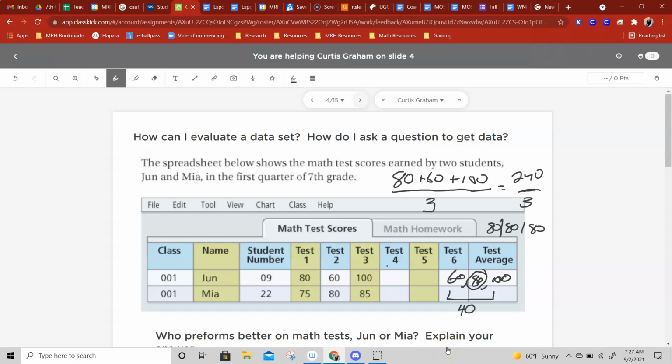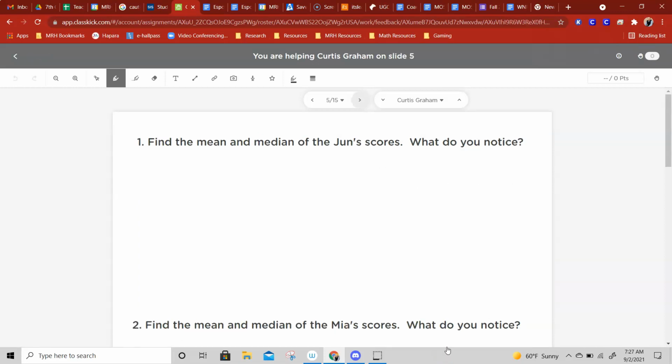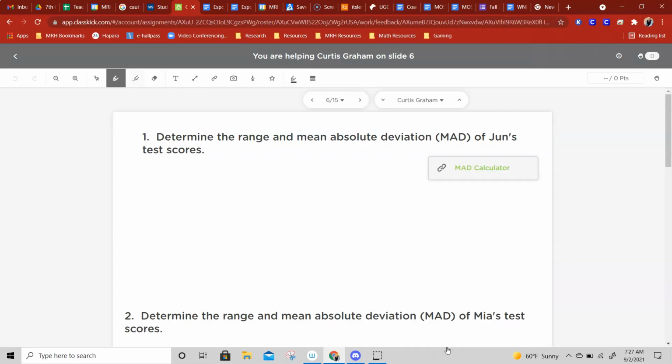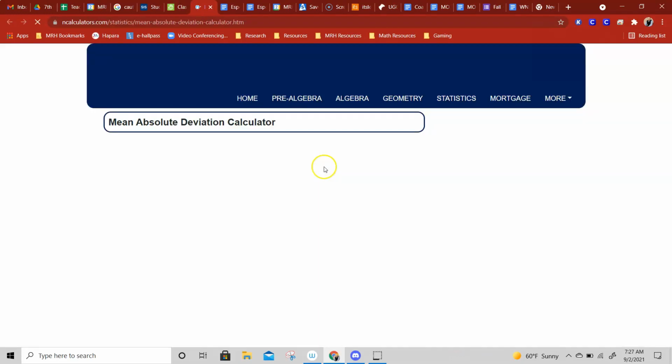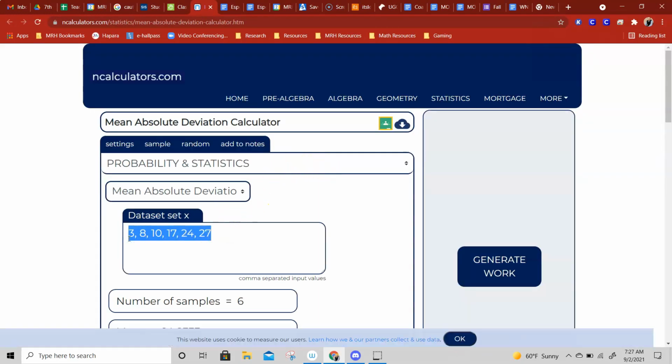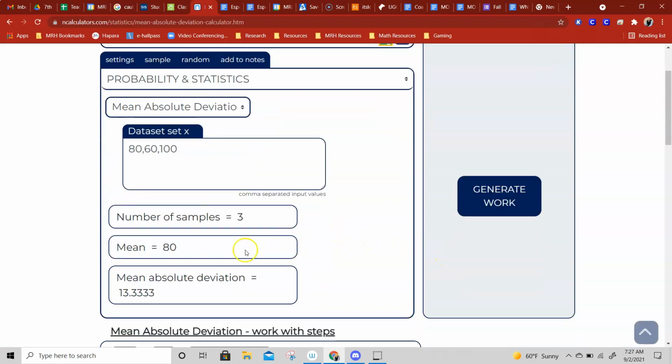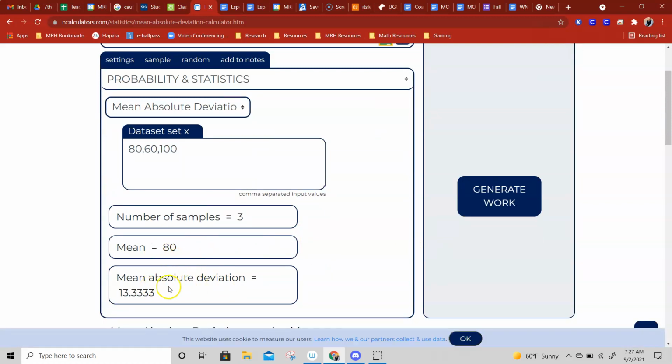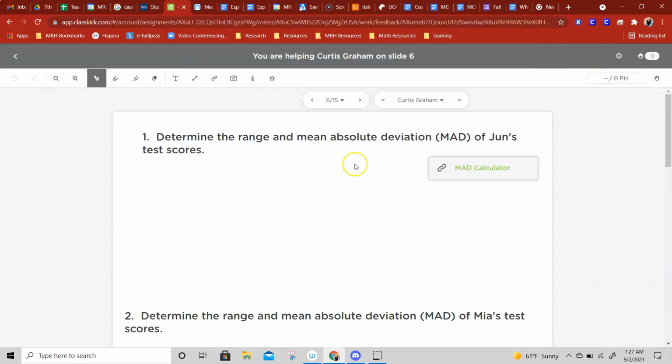And the last one is MAD. And for MAD, I told you guys I'm going to let you use a calculator for it. I'll probably have to find one that just has MAD on it. So, but if I pull this one up and I type in my numbers, let's see, it was 80, 60, and 100, and generate work. You can see mean is 80, exactly what we said it was, but your mean absolute deviation is 13.3. So use the calculator for that one.